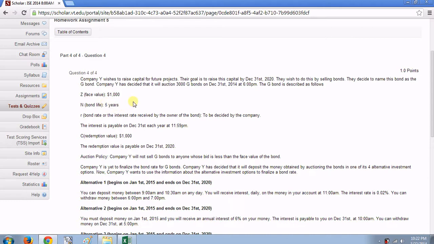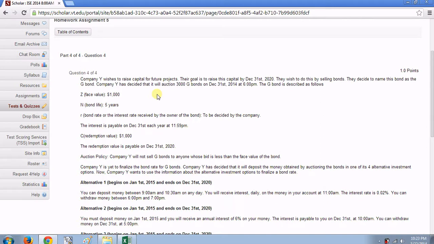The bond rate, or the interest rate, is yet to be decided by the company. So they're not sure yet. They know that they want to sell 3,000 bonds, but they don't know what interest rate they should offer on these bonds. They know the face value too, that's $1,000. So imagine if you can sell all these bonds for their face value. 3,000 bonds for $1,000, that's great. That's $3 million. So just by selling 3,000 bonds, you're raising $3 million capital initially, but that's not what they get back at the end.